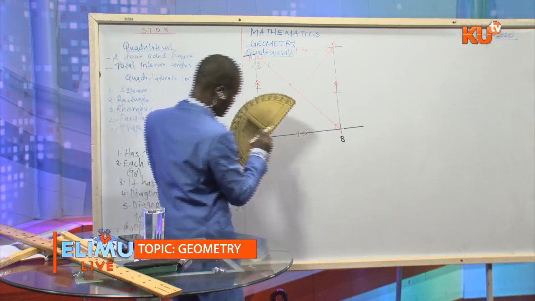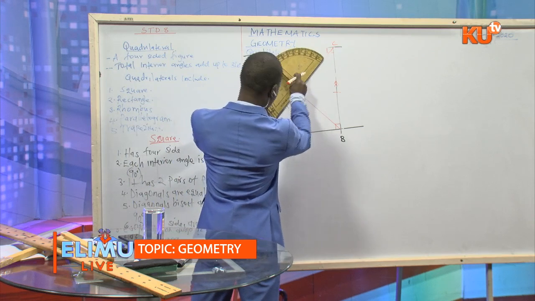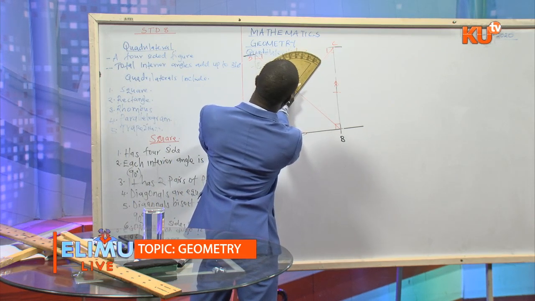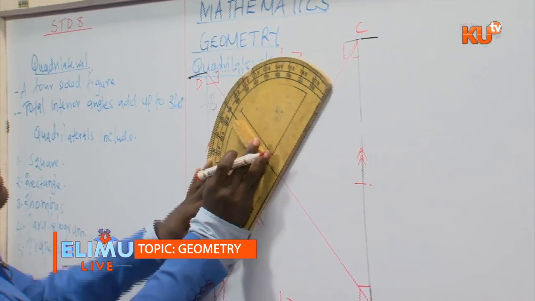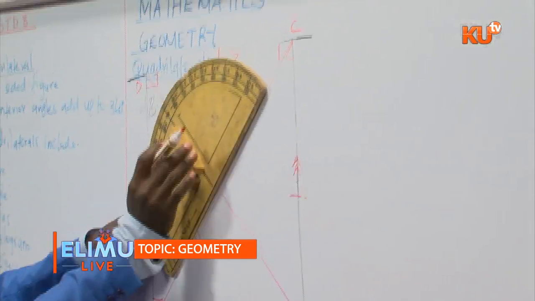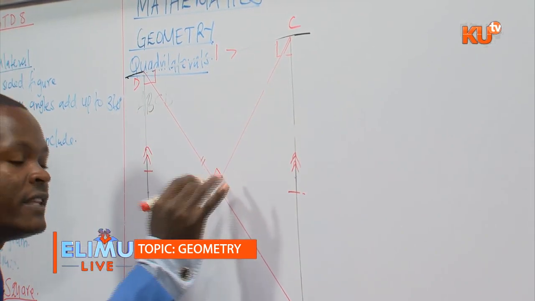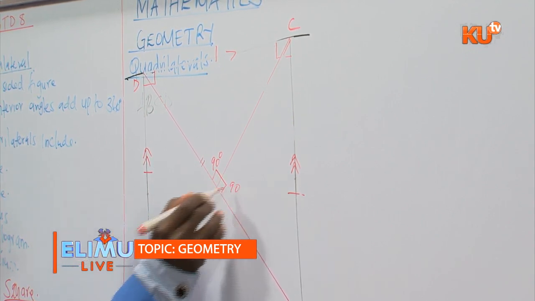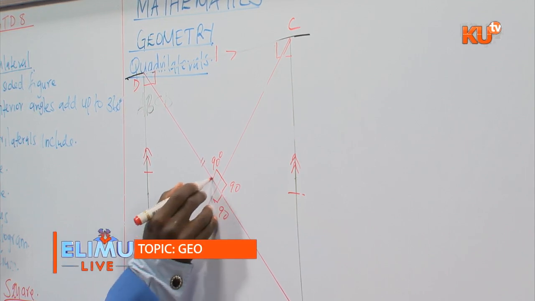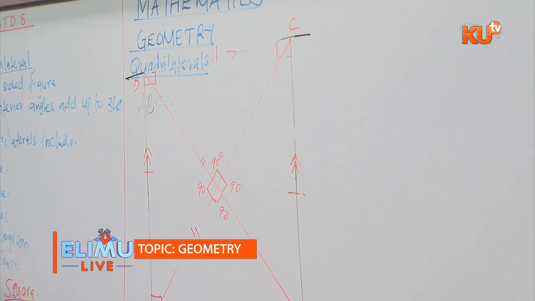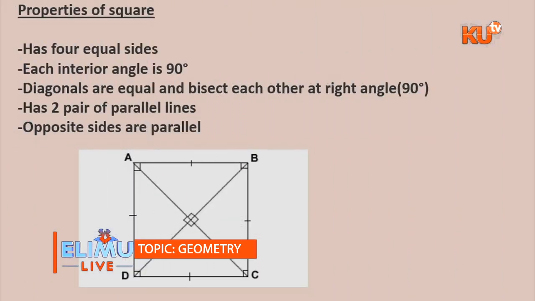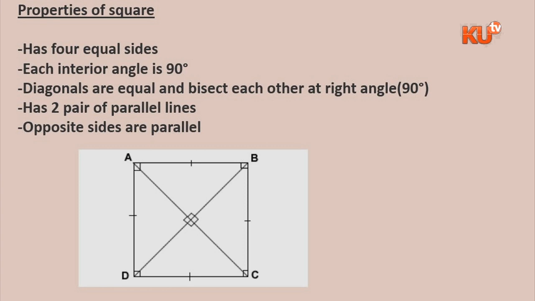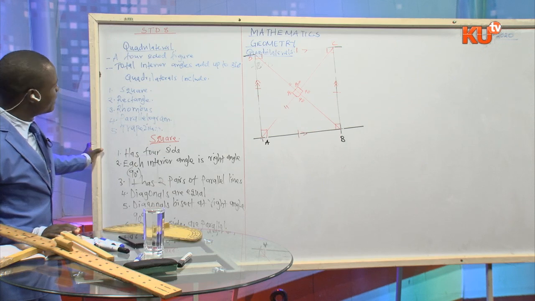So then if we measure this angle here, as you can see, you will see that it is 90 degrees. So that is why it is true to say that the diagonals bisect each other at 90 degrees. All these measure 90 degrees. And then we have also said that the opposite sides are parallel, as you can see. Line AB is parallel to line DC. So that is exactly what a square is all about.